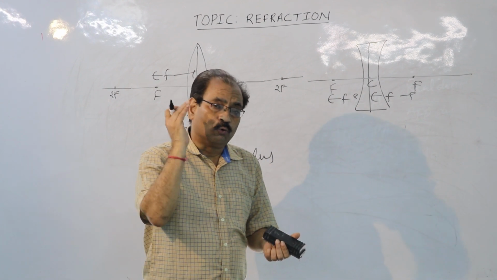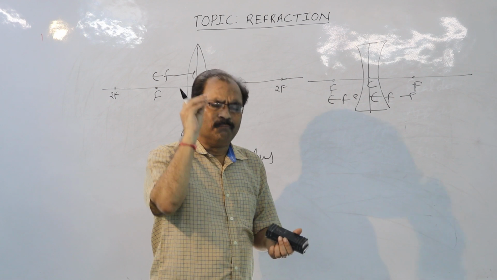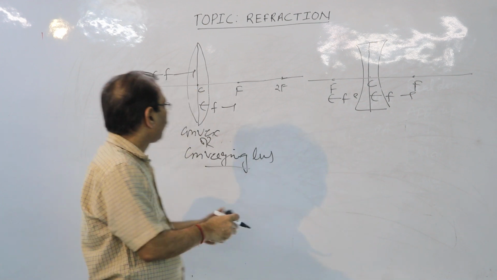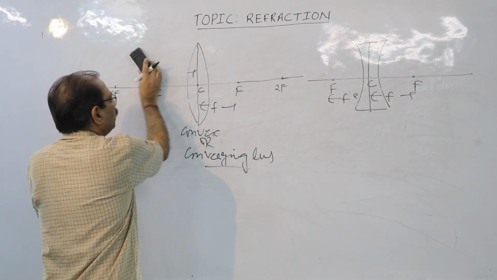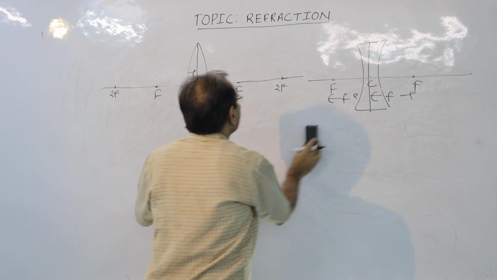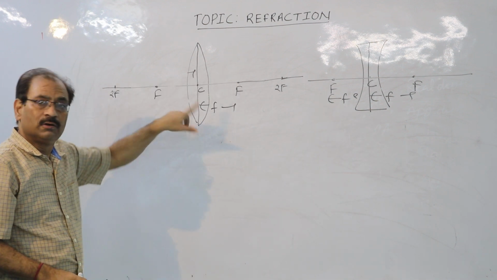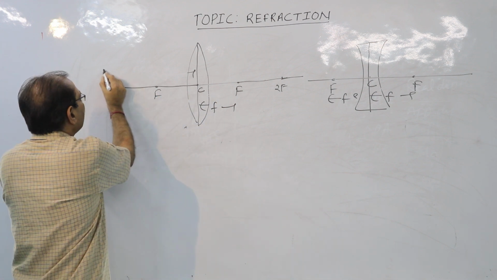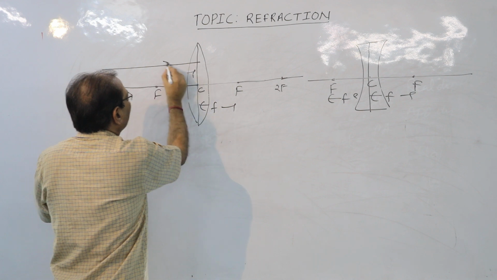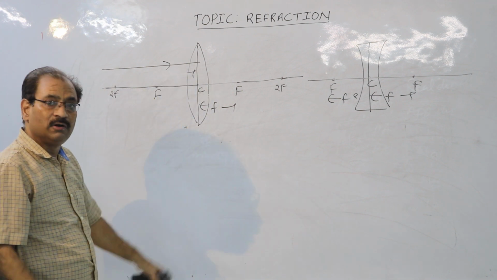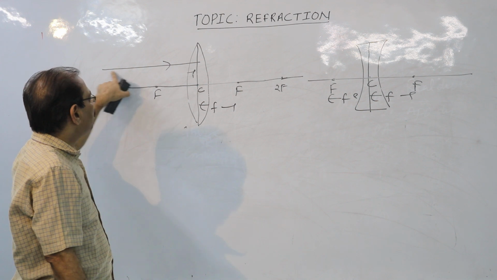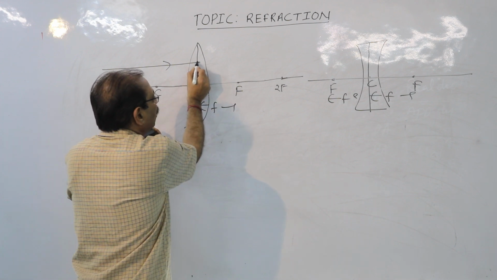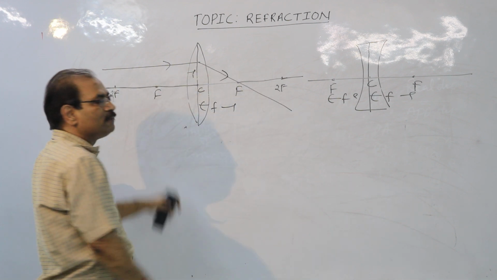So before moving ahead, let us go through some basic rules which are involved in the formation of images. In this diagram only we shall be discussing the rules. Let us start with the convex lens. Children, point number 1: an incident ray which is parallel to the principal axis, I repeat, an incident ray coming parallel to the principal axis, after the refraction will pass through the principal focus. This becomes rule number 1.